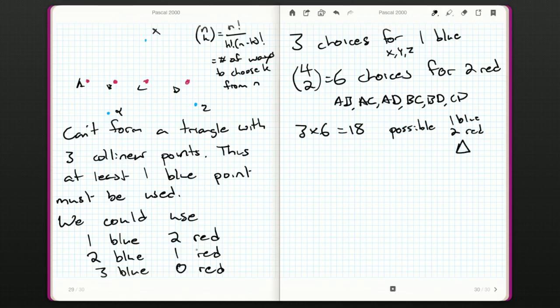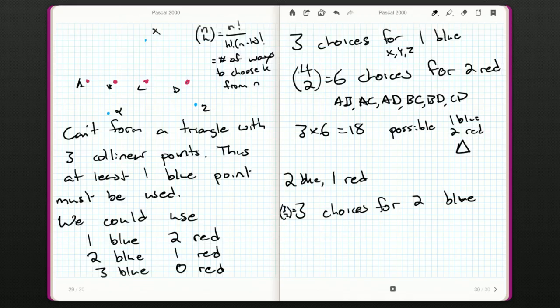Alright, now if we had 2 blue, one red triangle. So we're picking 2 of X, Y, and Z. We're picking 2 blue points for our triangle and just 1 of the red points. Alright, so we once again have 3 choices. Basically, it's which one are we going to choose to not be part of the triangle. And so we could write this as 3 choose 2. But there's no need to.